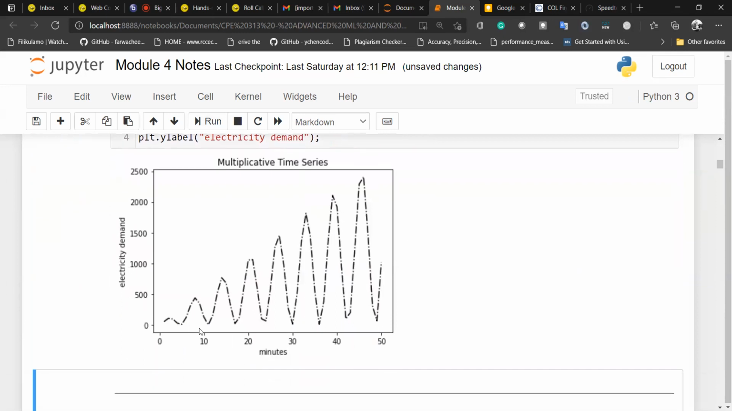So this is the multiplicative time series, somehow similar to the seasonality. However, the difference you will see is that the trend is different. The trend is still upward, and it keeps going on and on. As time goes on, it will continue to rise in the level of the demand of the electricity.